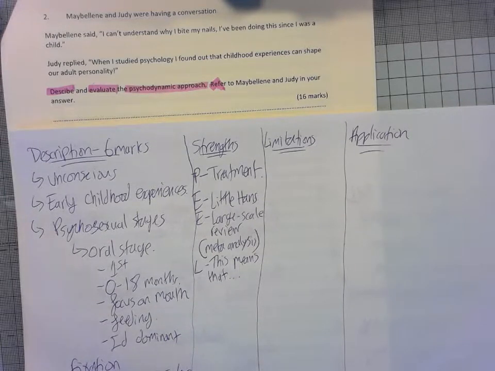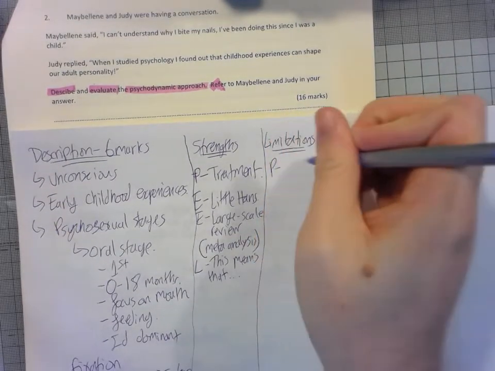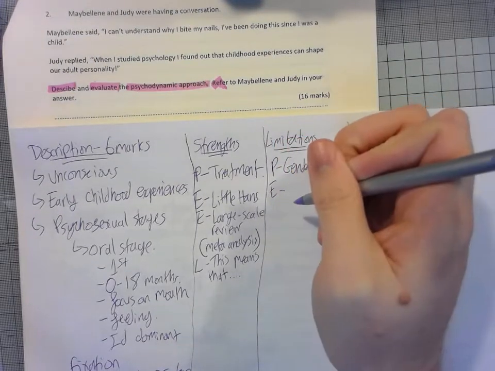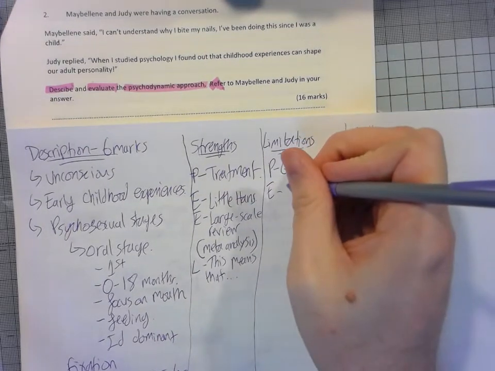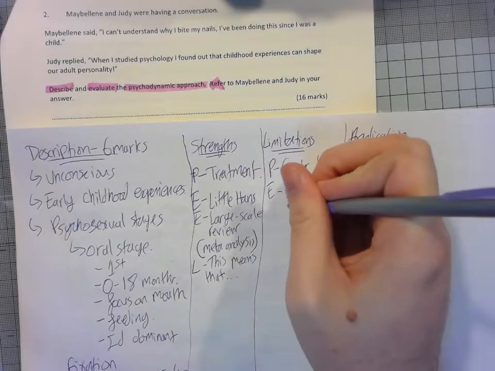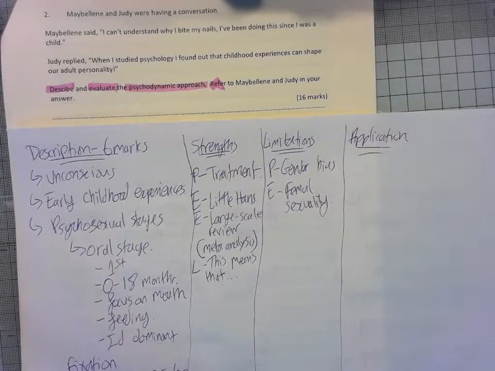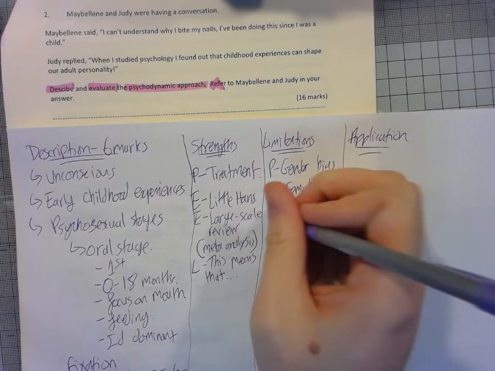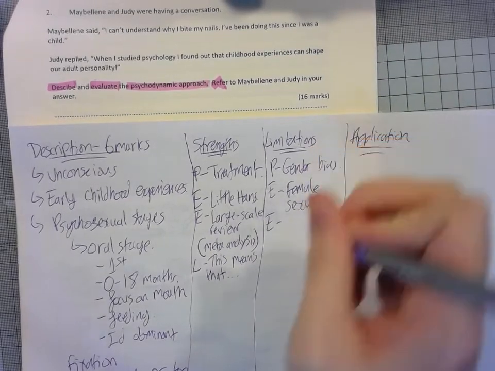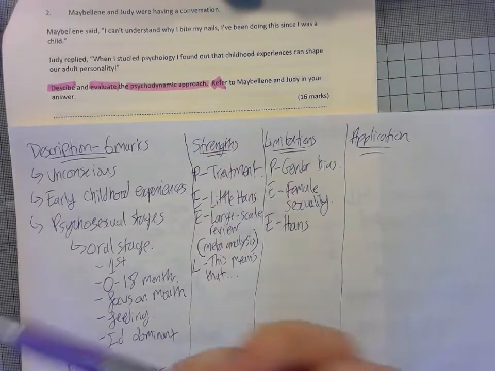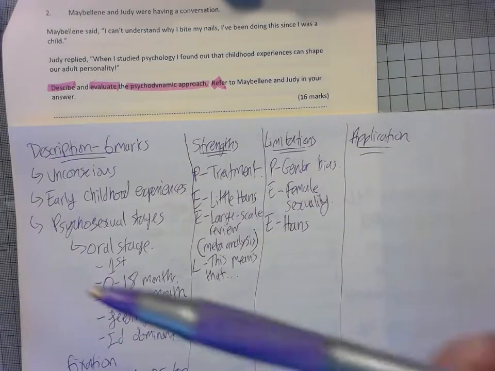So let's come up with some negatives of Freud then. So point, I might say gender bias. That's my point. Explanation. He was ignorant of female sexuality. Go into a bit more detail on this one. So he didn't take account of differences, and he saw male sexual development as the norm. Again, I can use Little Hans here. So, piece of evidence, again, Little Hans.